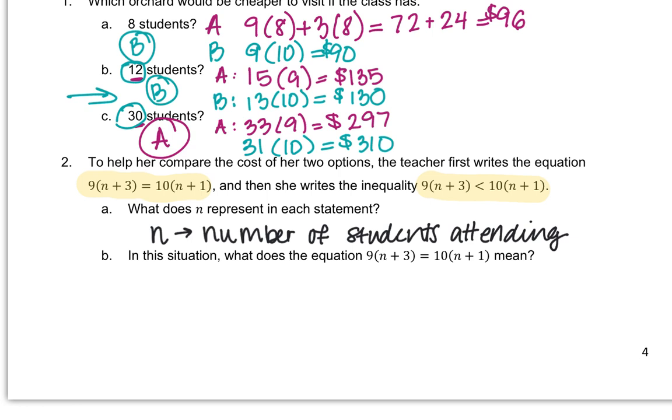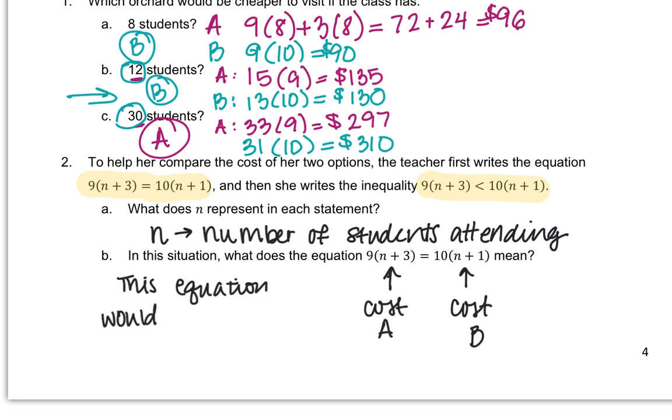In this situation, what does the equation mean? So the 9 times n plus 3, this is the cost for A, and 10 times n plus 1 is your cost for B. So having the equation like that would show, and you guys can write this in your own words too, this equation would show when the cost is equal for both orchards.